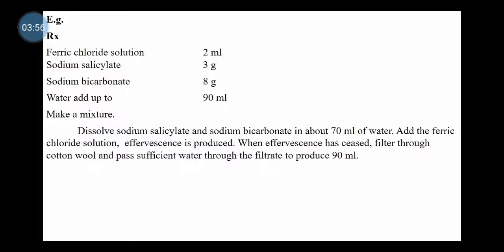When ferric chloride solution is combined with the sodium salicylate, there is a formation of indiffusible precipitate, and that precipitate is solubilized. That precipitate gets soluble by using sodium bicarbonate. Here in the prescription: ferric chloride solution 2 ml, sodium salicylate 3 gram, sodium bicarbonate 8 gram, water up to 90 ml, make a mixture.